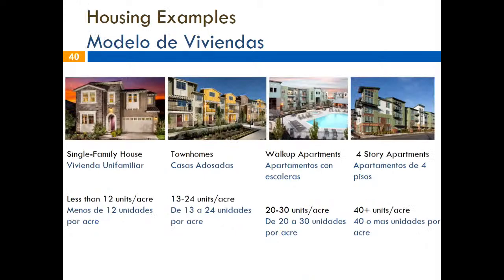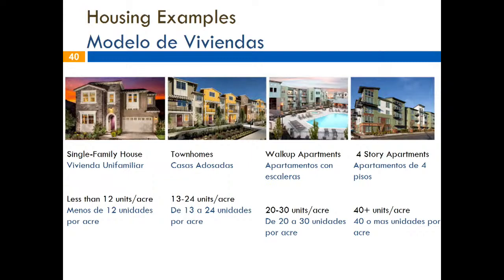Here are some examples of different types of housing that I'll be talking about, and the different housing densities that typically go along with the different types of housing. So typically, detached houses like what you see on the left are at a density of less than 6 housing units per acre.